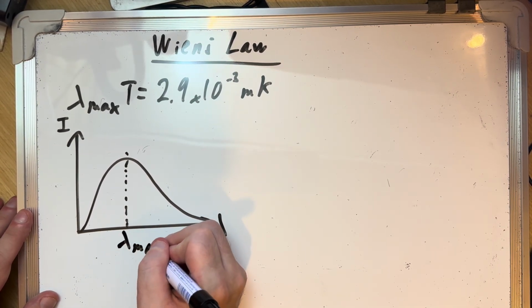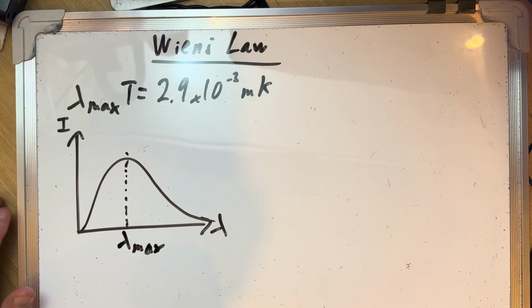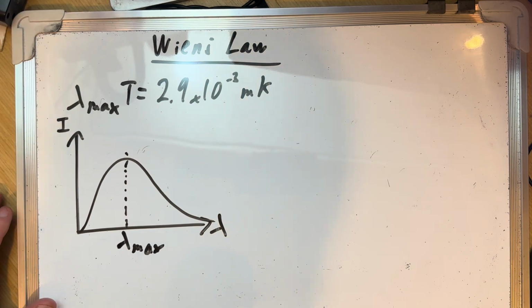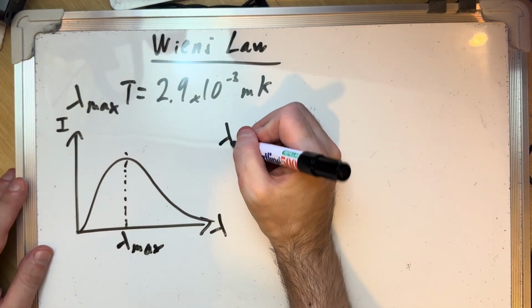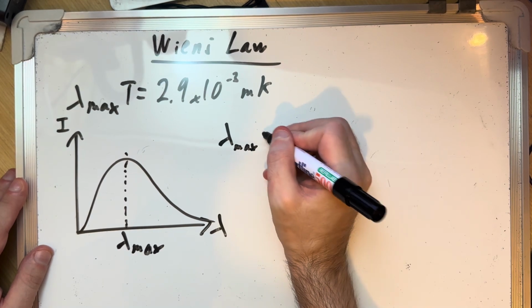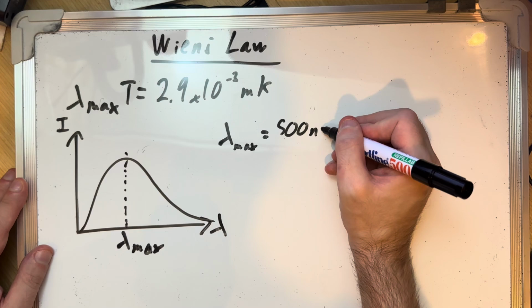We can measure, by spectroscopy, the peak wavelength. Then we can work out the surface temperature. So let's give that a go now. Suppose we observed a star and we found that lambda max is 500 nanometers.